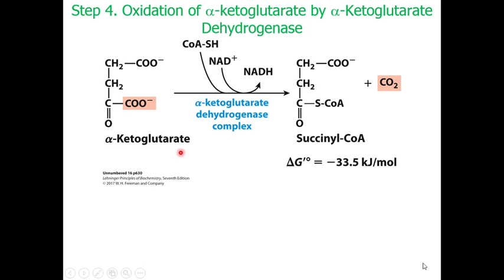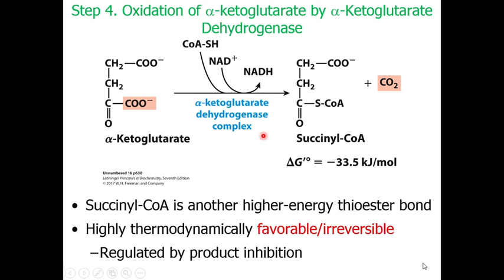The reaction catalyzed by this enzyme complex, the alpha-ketoglutarate dehydrogenase complex, is very similar to the pyruvate dehydrogenase complex that we talked about in the previous lecture. The mechanism of the reaction is also very similar. The product of the reaction, Succinyl-CoA, is an intermediate that has a high energy thioester bond, as you can see here. This reaction is highly thermodynamically favorable and nearly irreversible. This enzyme is regulated by product inhibition as well.